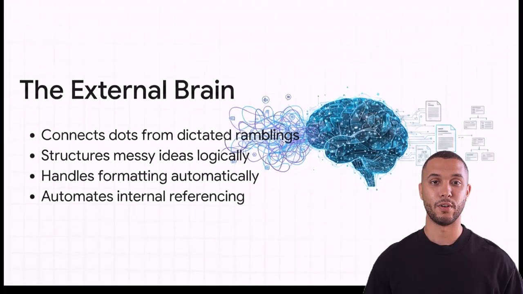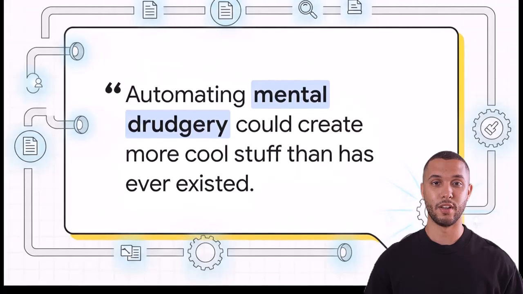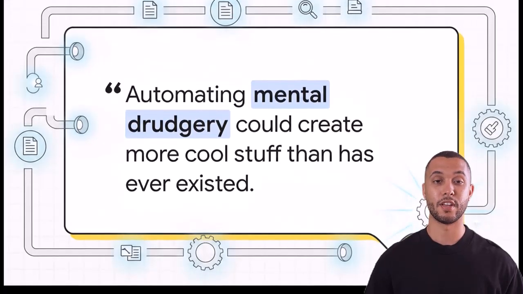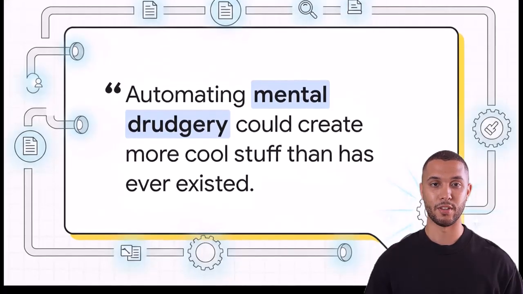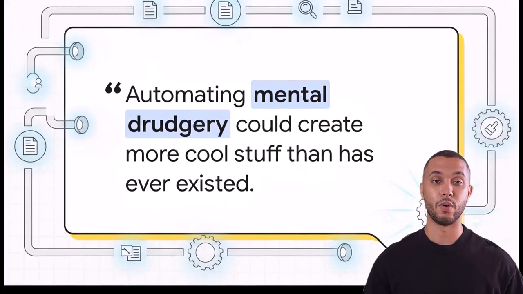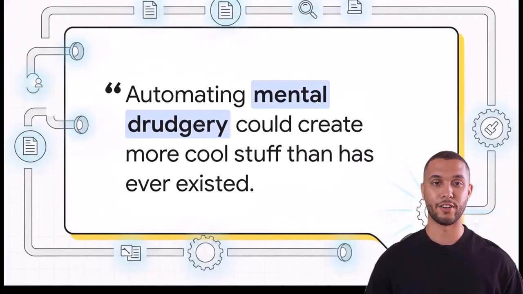It isn't writing for you. It's organizing your brilliance. The source material puts this perfectly. There's a lot of mental drudgery. Automating that could create more cool stuff than has ever existed. A transparent step-by-step pipeline absolutely does not steal your voice. It just clears out the boring, repetitive housekeeping work, like cross-referencing URLs or formatting headers so your actual unique ideas can shine through faster.